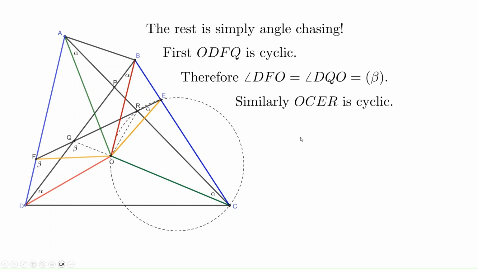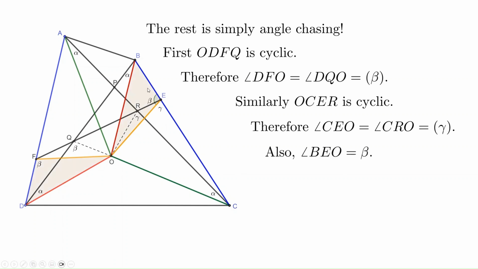Similarly, quadrilateral OCER is cyclic because of the two alpha angles at point E and C. And for the same reason, two angles CEO and CRO are congruent. They are denoted as gamma. We have another angle BEO with measure beta. Why? Because triangles BEO and DFO are congruent. Therefore, angle BEO equals angle DFO, which has measure beta.